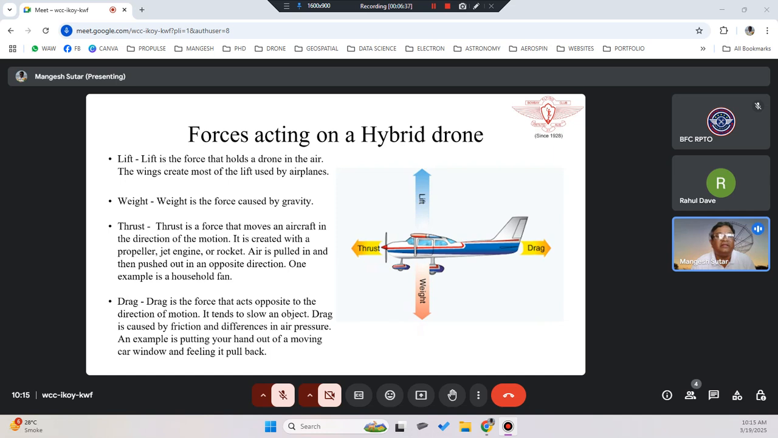Yesterday we have seen this example, right? Putting your hand out of a car window, you can feel that it is getting pulled based on the angle of your palm. If you put your palm parallel to the ground, it may just glide, and you will not feel that pressure. But as you turn it 90 degrees, you can feel that your hand is being pulled back. So that's how drag is experienced.